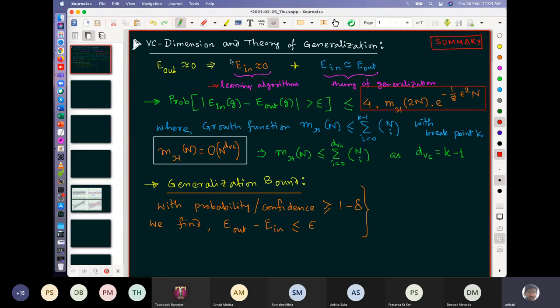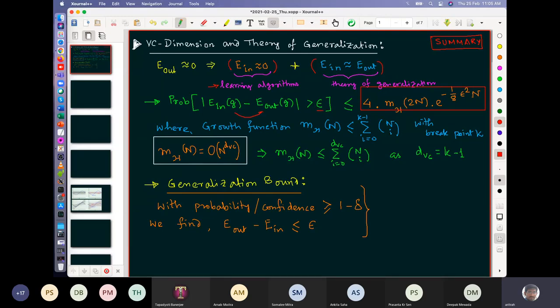You can see these two equations together mean that if my E in is close to zero, and I build my learning algorithm in such a way that E in is almost zero, then my theory of generalization will generalize such a small error in the out of sample as well, and we get a generalized out of sample behavior. And then we later bounded the bad event that E in will not track E out by a huge margin, epsilon. That is, the E in and E out difference is more than epsilon.